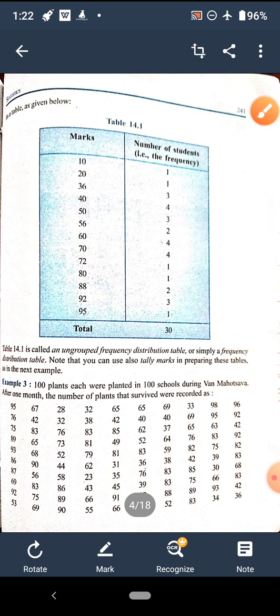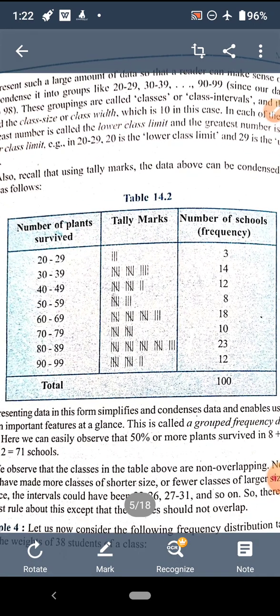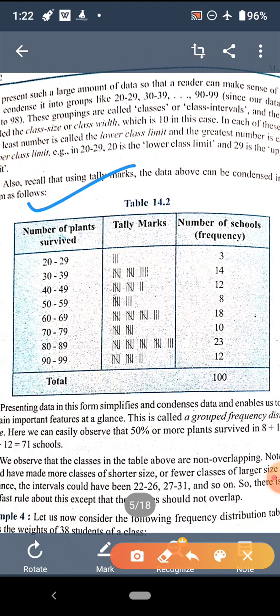But if I prepare it like in this table, you can clearly see the number of plants survived, 20 to 29, we will prepare tally marks. Then the number of schools is 3, then 30 to 39 is 14. In this manner you will prepare tally marks. In earlier classes also you have prepared tally marks.